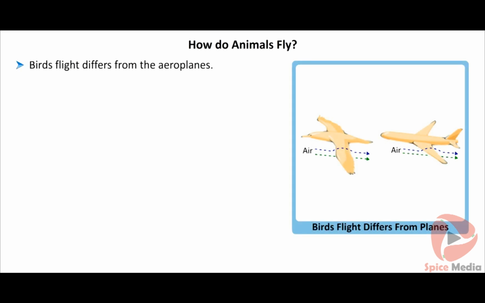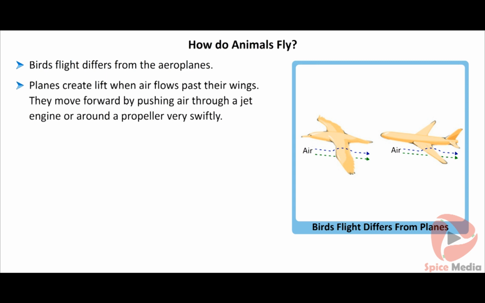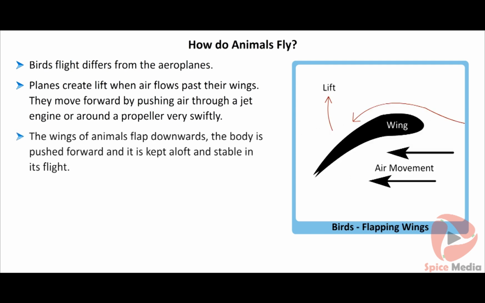How do animals fly? The nature of the flight of an aeroplane differs from that of birds, animals, and insects. Planes create lift when air flows past their wings. They move forward by pushing air through a jet engine or around a propeller very swiftly. The wings of animals do both these jobs at once. When the wings flap downwards, the body of a bird or a bat or an insect is pushed forward and it is kept aloft and stable in its flight.